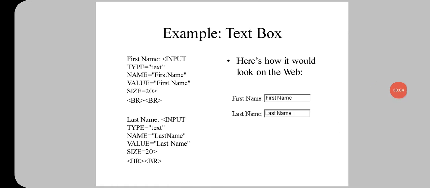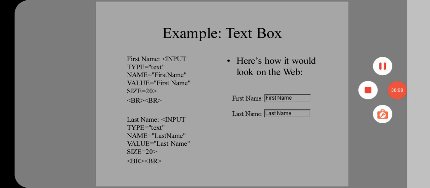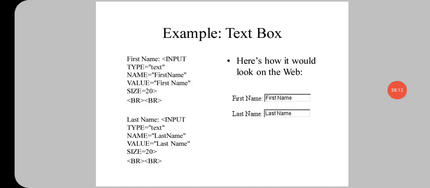Next, this is a simple example of using a text box control. This program explains how to use a text box control on a form. The syntax is: first name, input type equals text, name equals within quotes first name, value equals within quotes some text, and size equals 20.